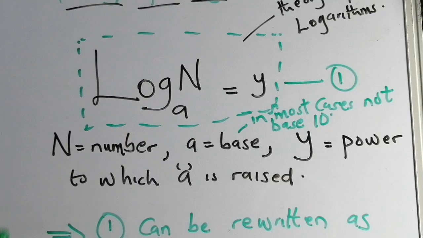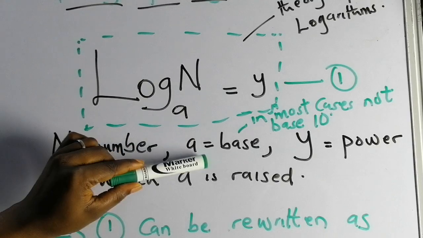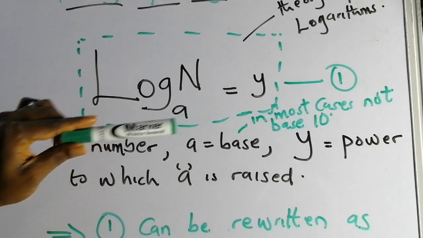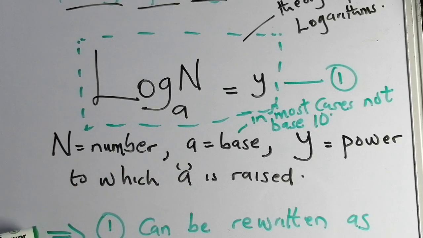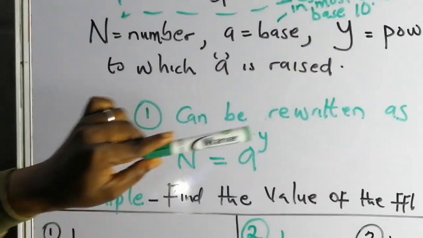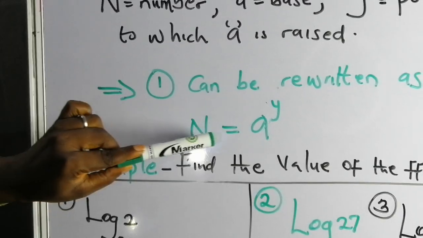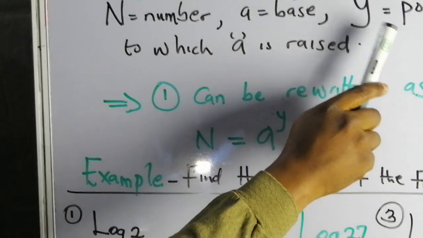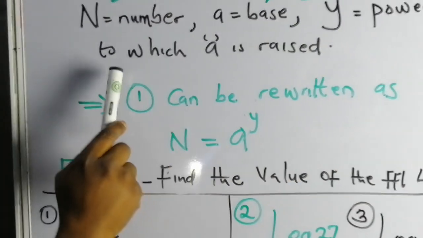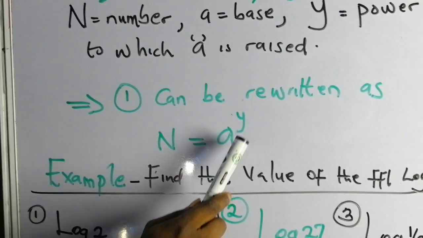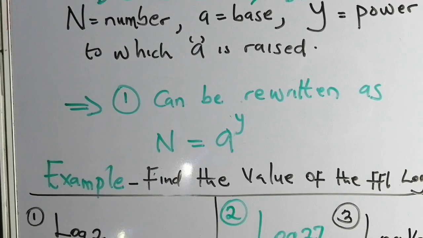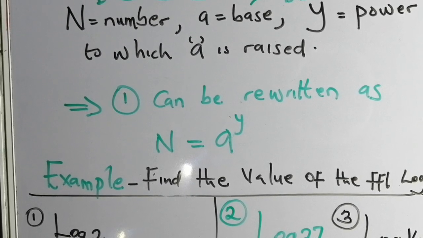So don't forget, n is number, a is base, y is equal to the power to which a is raised. That implies, this is the symbol for implies, that equation 1 can be rewritten as number n equals a raised to power y. That is the meaning of what I mean by saying y is the power to which a is raised. This is a, and it is raised to power y. It's as simple as that. That is just a simple introduction on theory of logarithms.